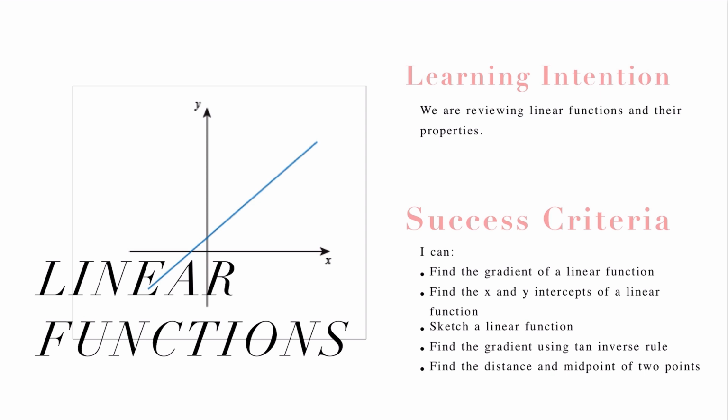What you need to be able to do is find the gradient of a linear function, find the x and y intercepts of a linear function, sketch a line, find the gradient using the tan inverse rule, and find the distance and midpoint of 2 points.